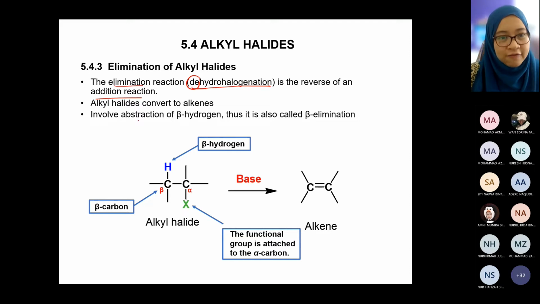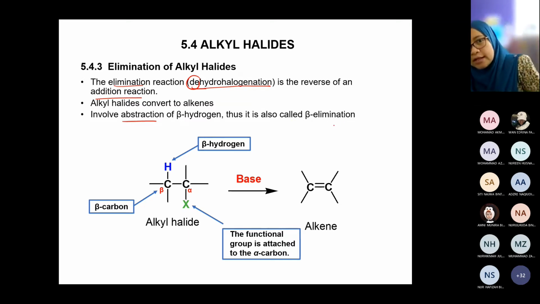So it actually involves the abstraction ataupun the removal of beta hydrogen. And it can be also called beta elimination. Okay, tiba-tiba ada beta pula kan? Okay, so kalau ada beta mesti ada alpha. Okay, so how do we identify the alpha and beta carbon? Okay, so kita identify halogen duduk dekat mana. This is alkyl halide kan? So this halogen belongs to this carbon, right? So kalau halogen tu belongs to that carbon, so that carbon will automatically be alpha.